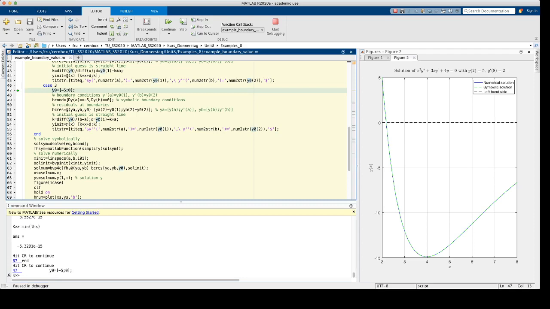We now specify two slopes. The slope should be minus 5 at the lower boundary, and the slope should be 0 at the upper boundary. So this is expressed in symbolical form like this: dy at a should be minus 5, dy at b should be 0. And in the function handle bcres, we ask ya of 2, that's the slope at a, should be equal to minus 5, first element of y0, and yb2, the slope at b, should be equal to the second element of y0, which is 0. We still use the same initial guess, a straight line.